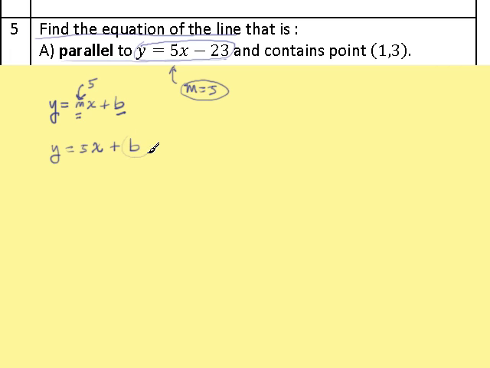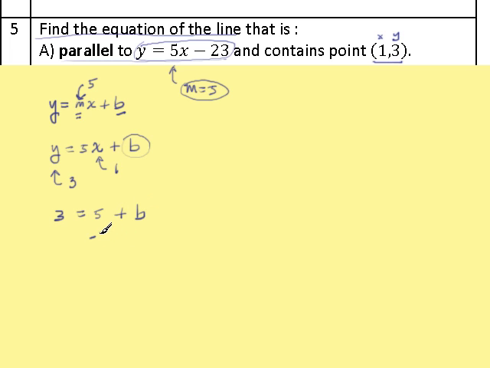Now all we have to do is fill in b, and we're going to figure out what b is by substituting in the point (1, 3), 1 for x and 3 for y, in this equation. So here we'll put a 3 right here. We'll put a 1 here. And we have 3 is equal to 5 times 1. That's 5 plus b.